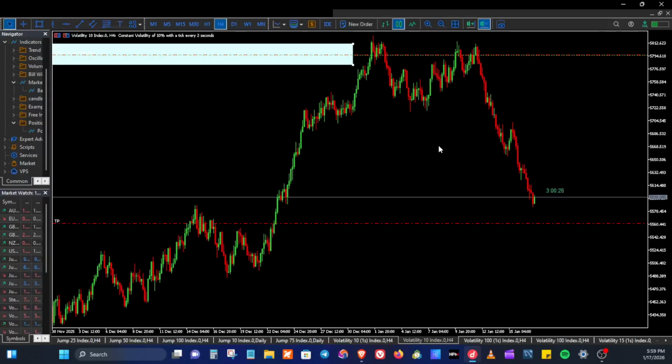Let's take for instance this particular trade on V10 Index. Let's assume that I entered a trade and price was still at entry, and then I decided to close here. What it means is that my patience level is very low, meaning that I don't have strong patience on this trade. So I'll go to my trading journal and I'll select the pair, and then I'll note that my patience level on this particular trade is very, very low.